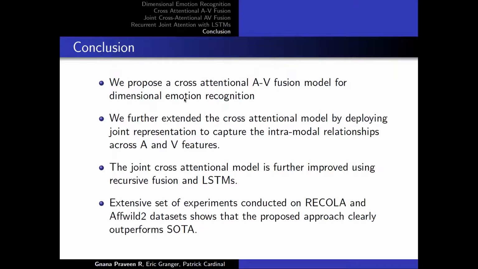And we did extensive experiments on the RECOLA and AffWild2 datasets. We also did some more experiments with a private dataset.